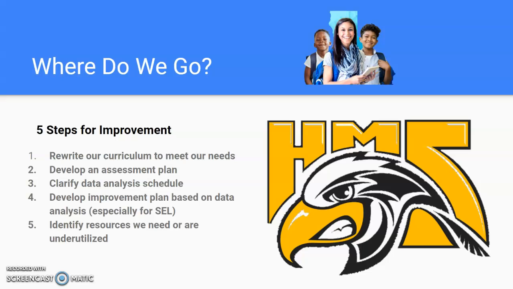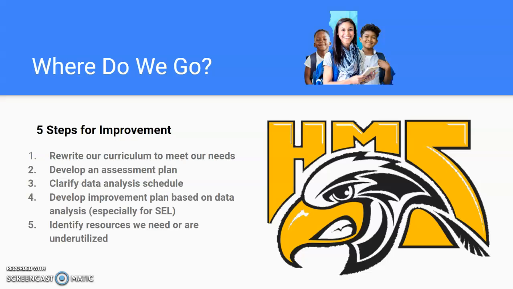Where do we go from here? We're going to look at a 5-step approach. First, we're going to look at rewriting our curriculum to meet our needs. This is going to include units by subjects and grade levels. We're going to get teachers involved. We're going to use this as a teacher learning opportunity on an in-service day, where teachers are going to come in and create their own curriculum that matches those standards that we need.